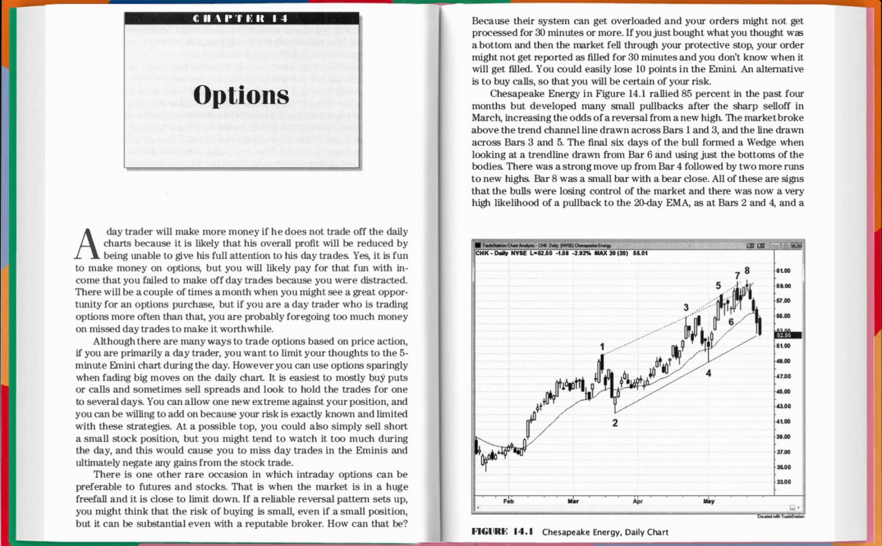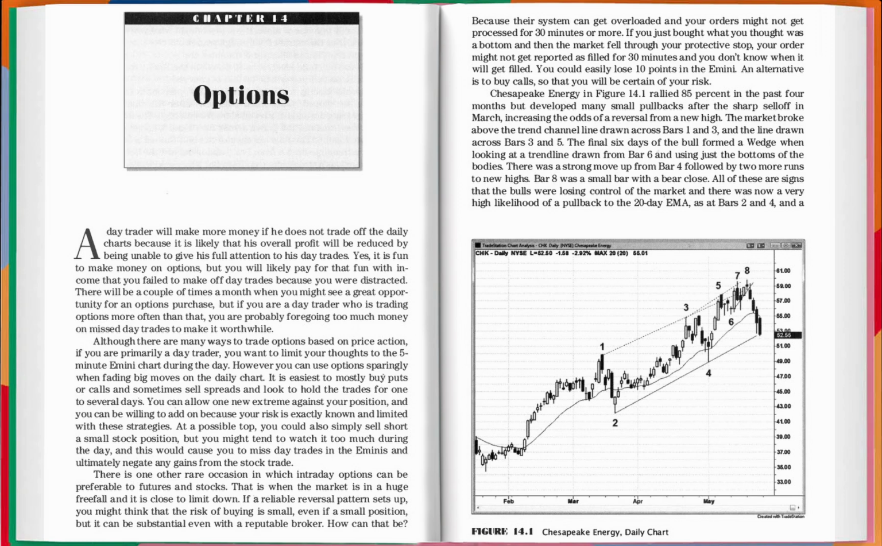Because their system can get overloaded and your orders might not get processed for 30 minutes or more. If you just bought what you thought was a bottom and then the market fell through your protective stop, your order might not get reported as filled for 30 minutes and you don't know when it will get filled. You could easily lose 10 points in the E-mini. An alternative is to buy calls, so that you will be certain of your risk.